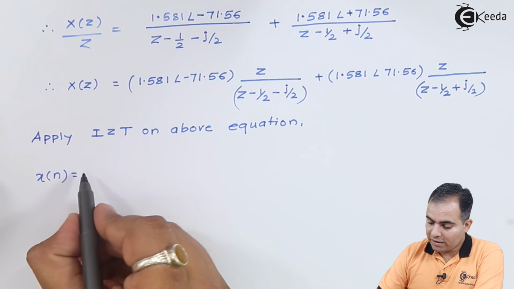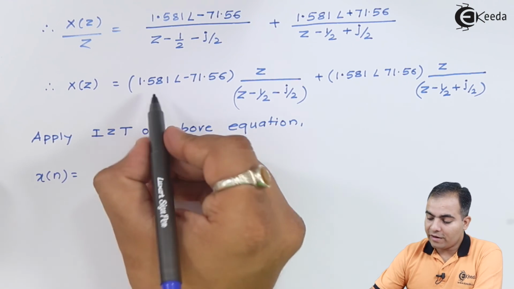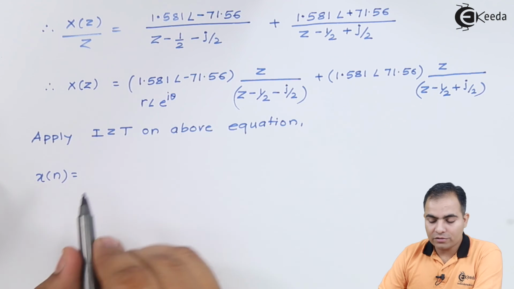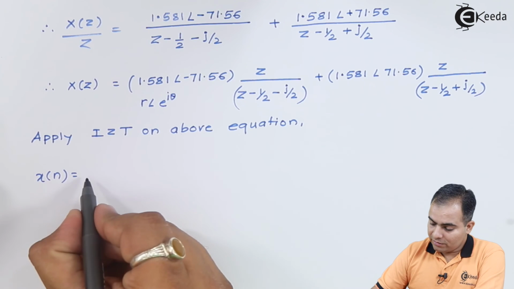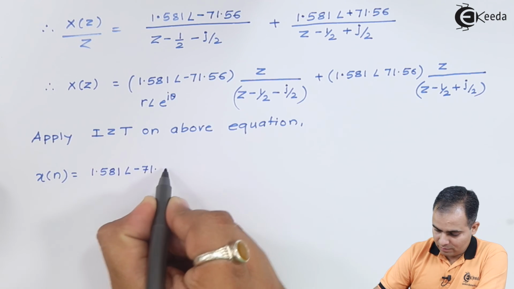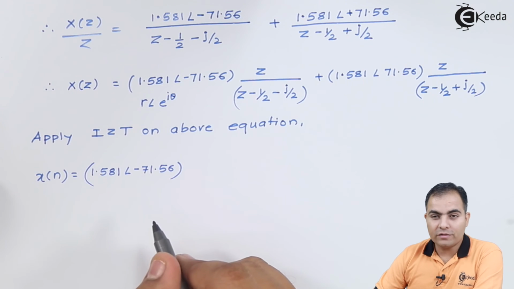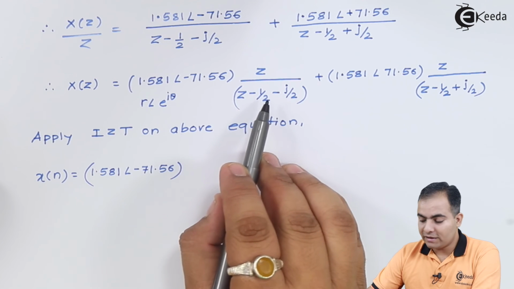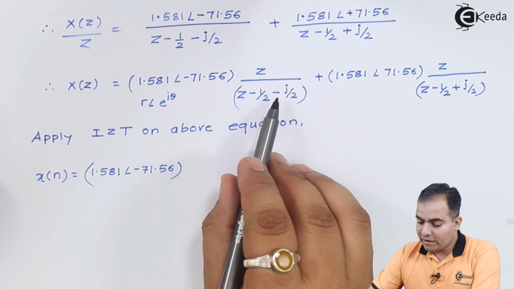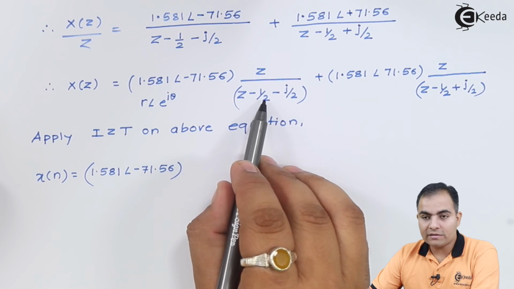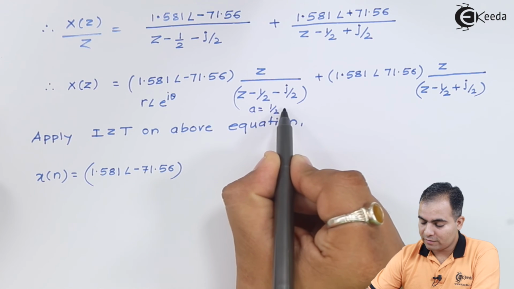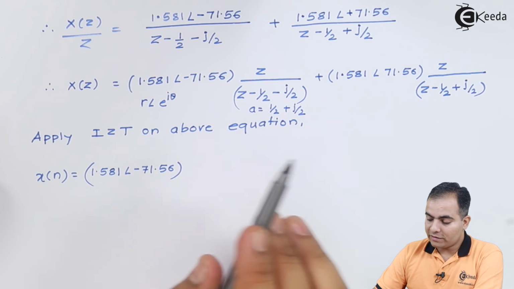Next, this is a constant, so we can write this value like r at an angle, e to the power j theta, or keep this value as it is. So I'll write 1.581, this is my constant value. Now z upon z minus a, this is the value of a, minus half minus j by 2. This is my a value. Now if I take the minus sign common, then this value will be plus half plus j by 2. So my a value here is plus half plus j by 2.